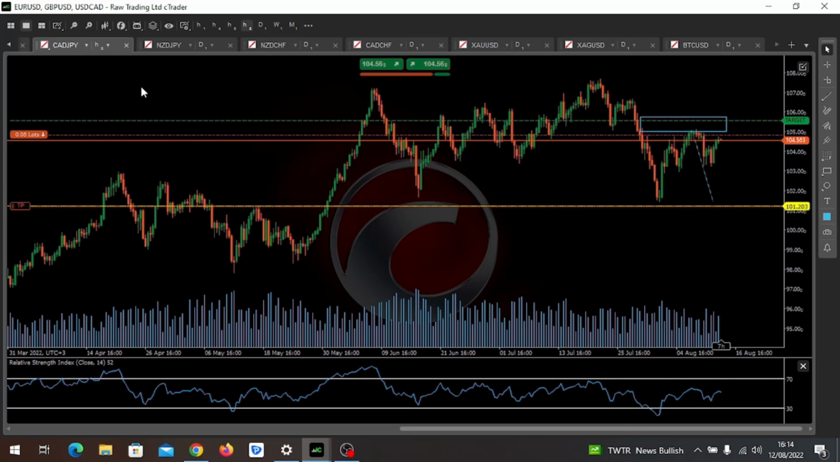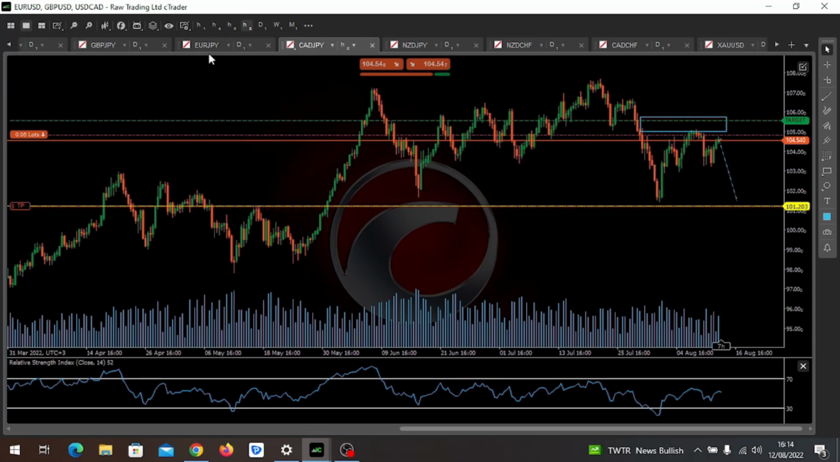Canadian versus Japanese yen, blue box. Look at what happened. It hit the blue box, price came back, still trying to hit the blue box, but we are looking at a fair value to sell and take this price to 101,203, still a sell.